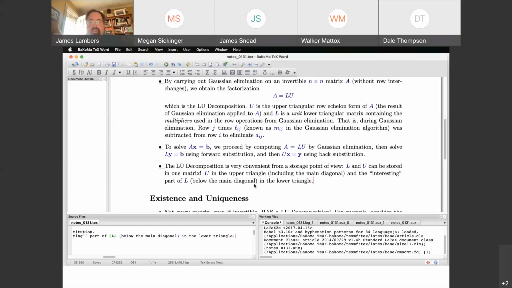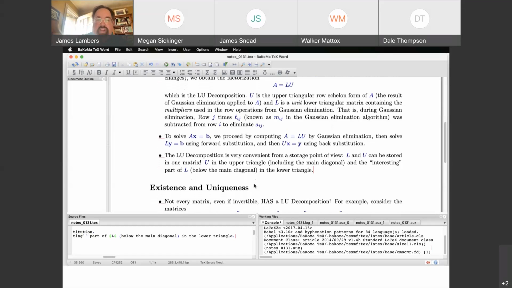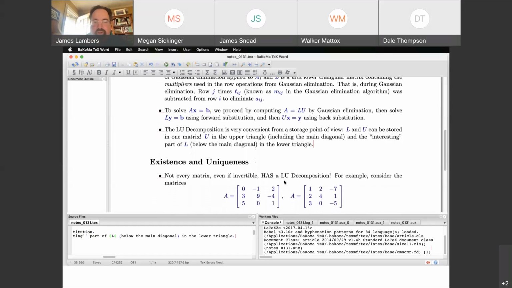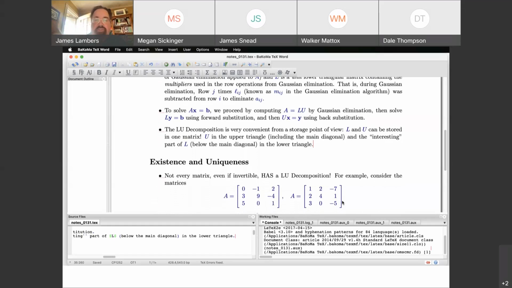Okay. Now, the LU decomposition does not always exist, unfortunately. So I'll give some examples right here of matrices that do not have an LU decomposition. When you try to compute the LU decomposition by performing Gaussian elimination without any row interchanges, there's a breakdown that occurs.